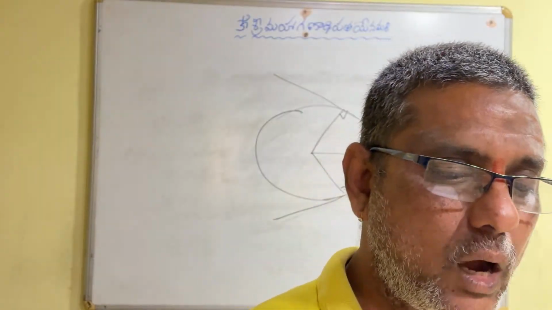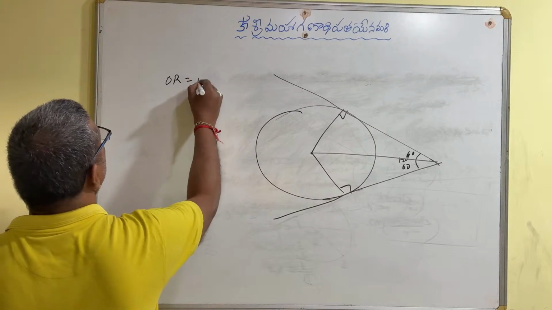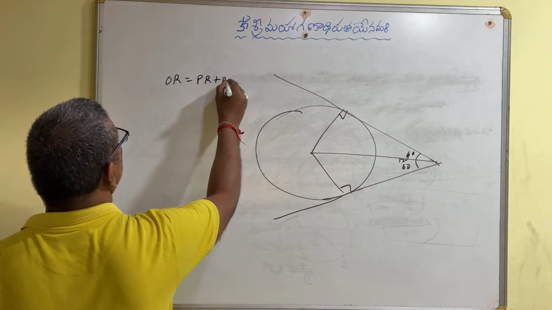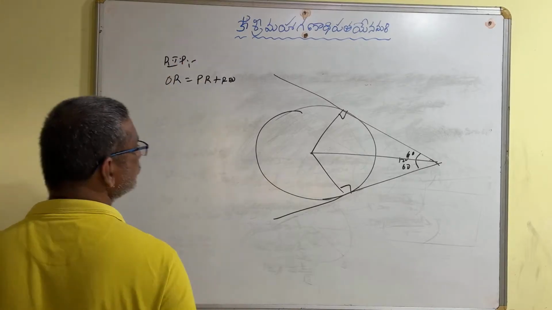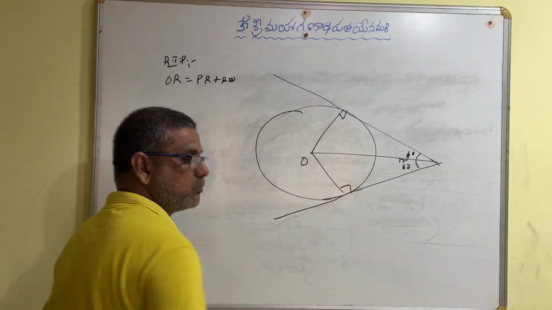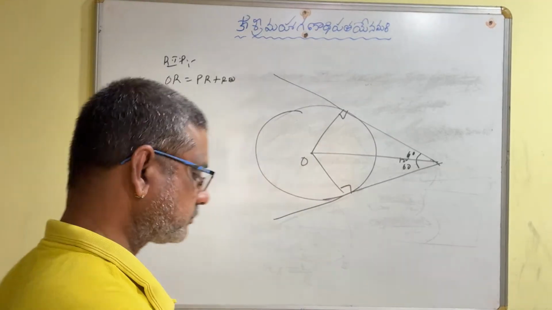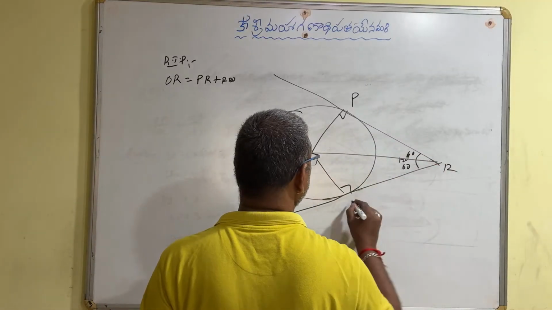We have to prove that OR is equal to PR plus RQ. This is required to prove. Okay? O, P, R, Q.